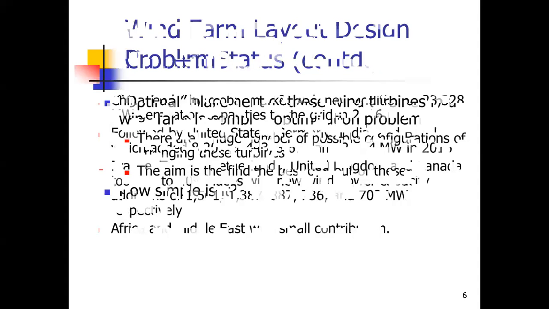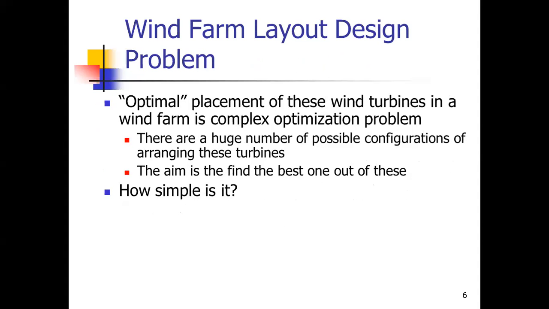Okay, so let's look at the layout design problem. As I was just saying, when you have a number of turbines and you have to install them in a certain location, in a region, you cannot just put all of them the way you like. No, there has to be a pattern that you have to follow. And if you look at it from the computational point of view, finding this best pattern, or I would use the term configuration, finding this best configuration is actually a complex optimization problem.